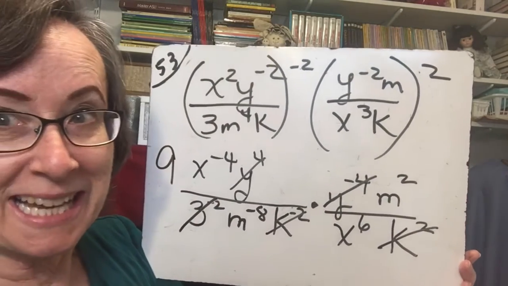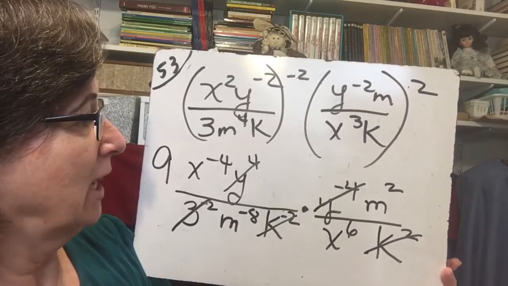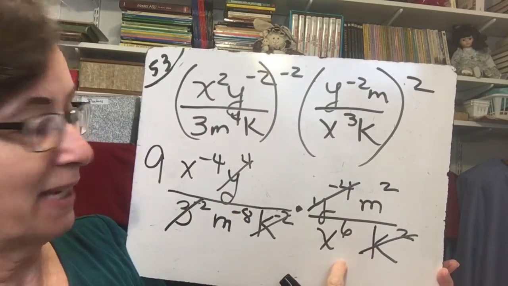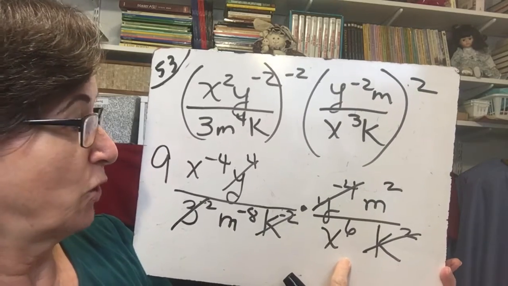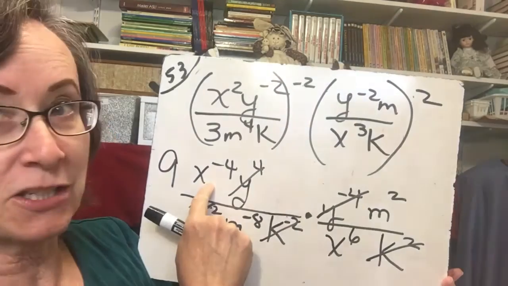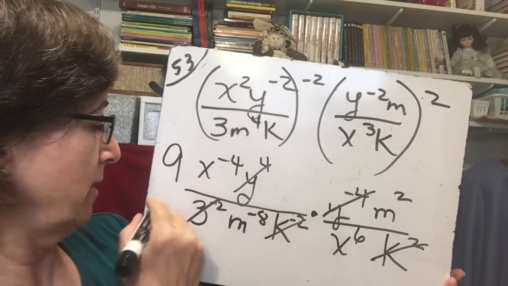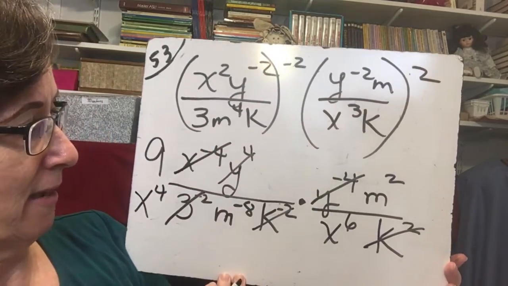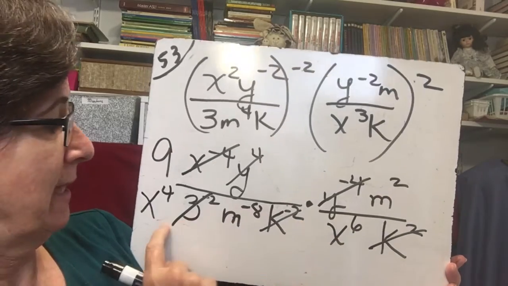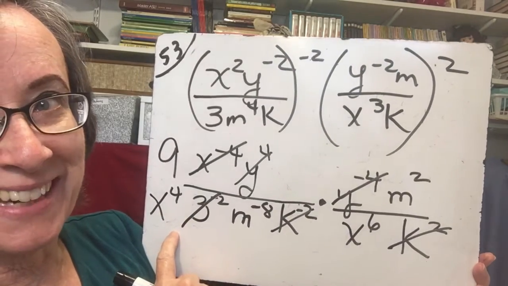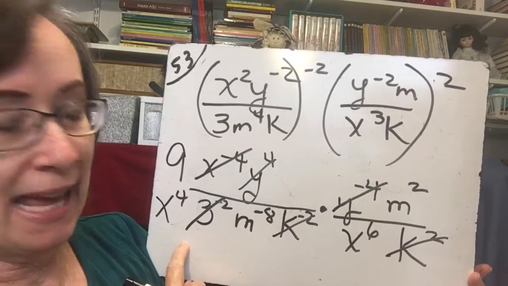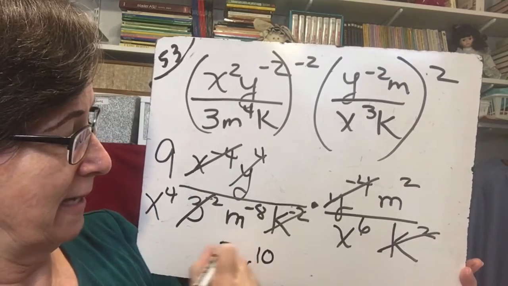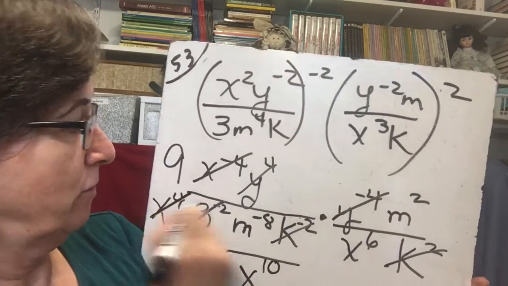All we have left is x's and m's, don't we? All right, so we have an x to the negative 4, and down here we have an x to the 6. So what if we just moved this x to the negative 4 downstairs and made it an x to the 4, and that one cancels out. So now I've got an x to the 6 and an x to the 4 downstairs. And when I multiply, I add. So I get an x to the 10 downstairs. And those two cancel out.